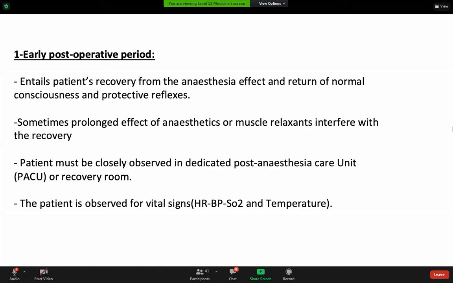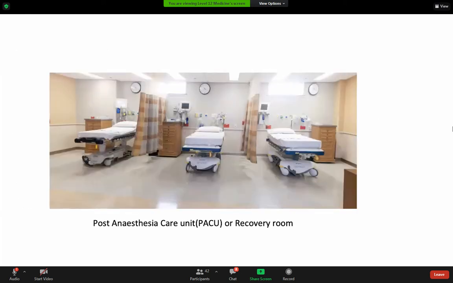So it's the short stay or the early period after anesthesia. This period could be prolonged after the effect of anesthesia or muscle relaxant. So that's why the patient should stay in the recovery room, which we call PACU, the post anesthesia care unit. At that unit the patient should be observed for the vital signs: heart rate, blood pressure, temperature, saturation as well, which is very important, especially after GA.